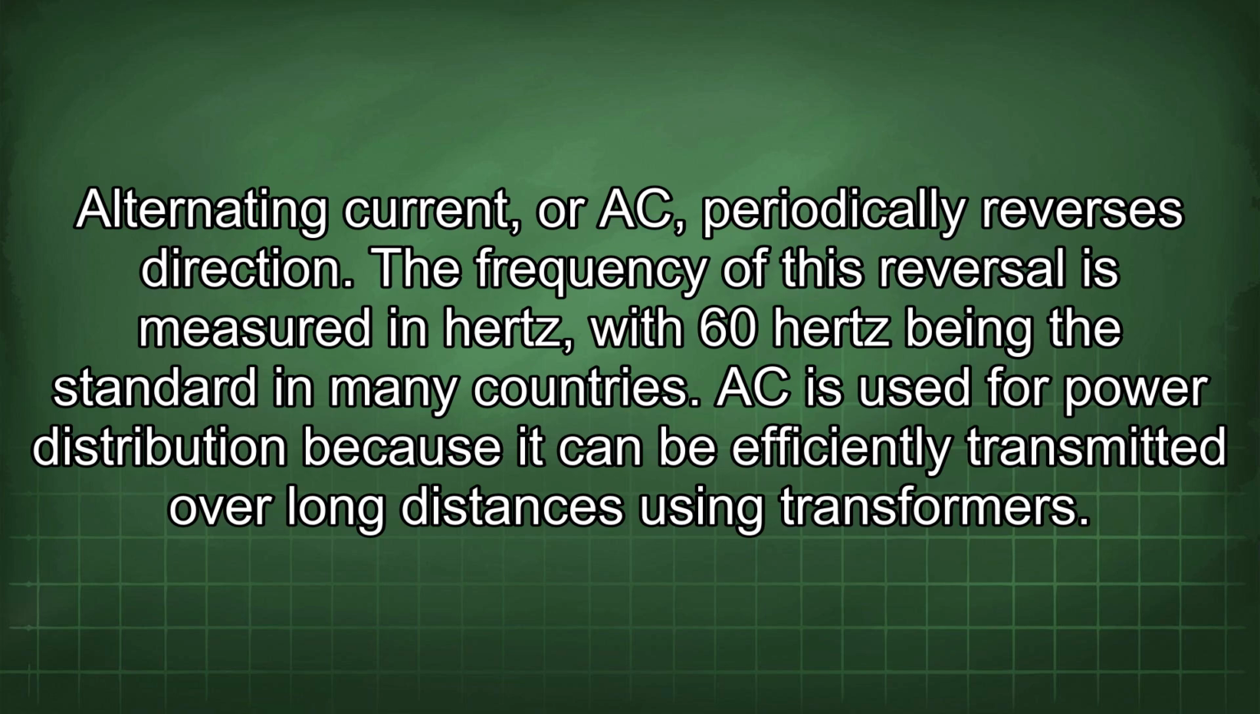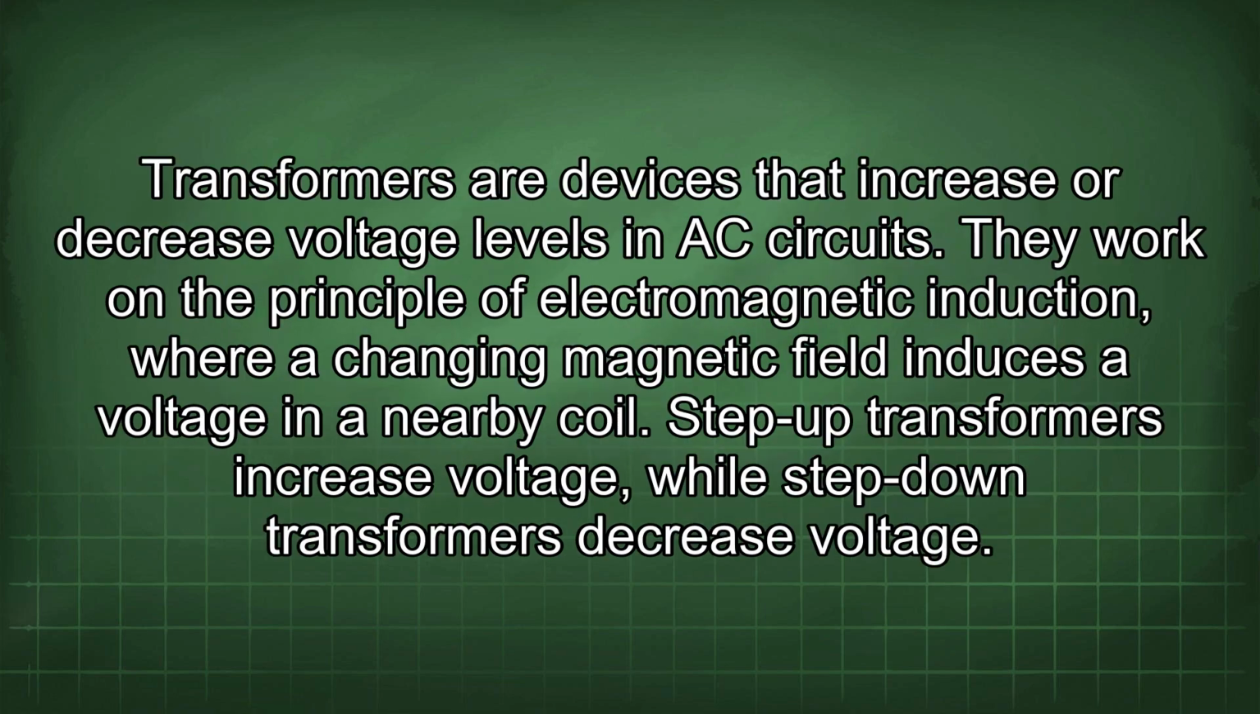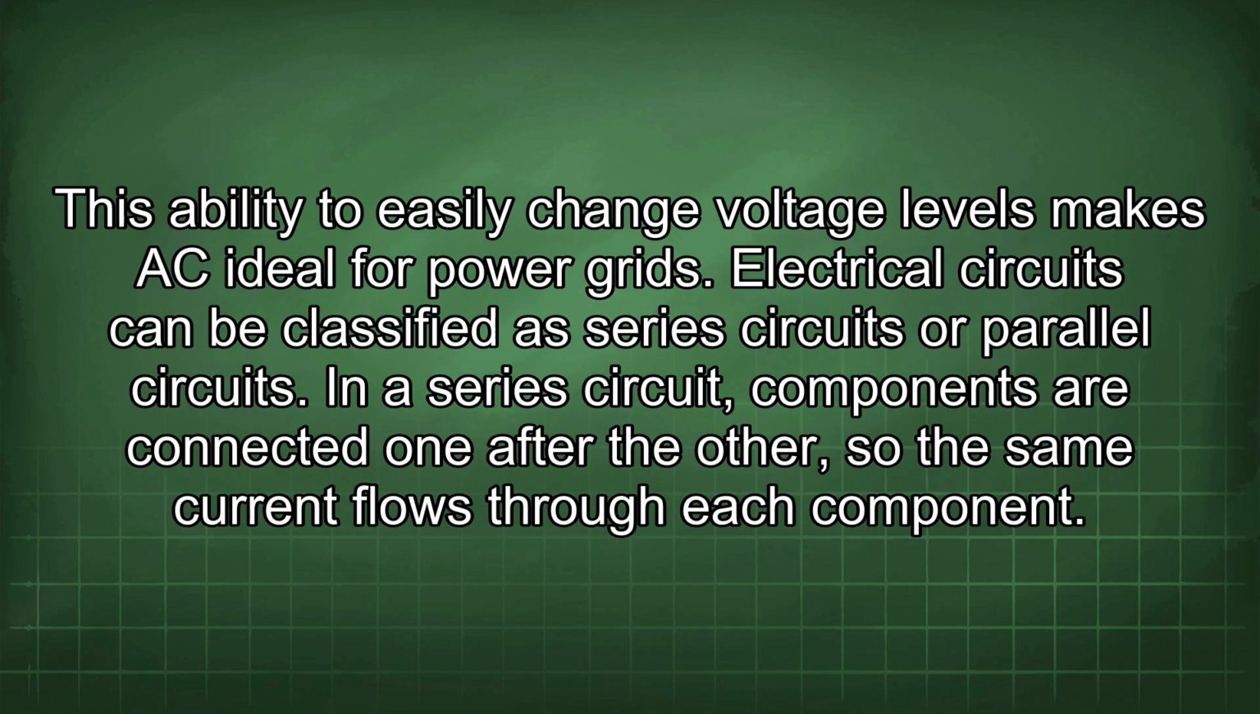AC is used for power distribution because it can be efficiently transmitted over long distances using transformers. Transformers are devices that increase or decrease voltage levels in AC circuits. They work on the principle of electromagnetic induction, where a changing magnetic field induces a voltage in a nearby coil. Step-up transformers increase voltage, while step-down transformers decrease voltage. This ability to easily change voltage levels makes AC ideal for power grids.